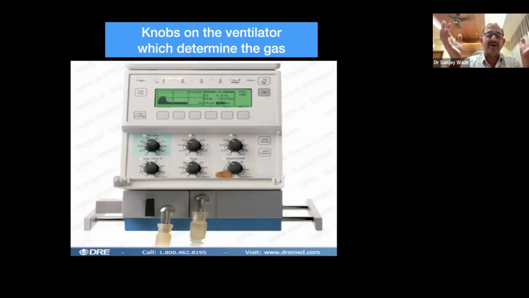So that is the FiO2, or the fractional oxygen concentration. How much oxygen we need to give to the child is determined by this knob. The second knob that you see is a TI, and the third one is a TE. So TI is inspiratory time. You set the inspiratory time that you want the ventilator to work for, and I will explain how it works. The third one is expiratory time, which determines the amount of expiration.